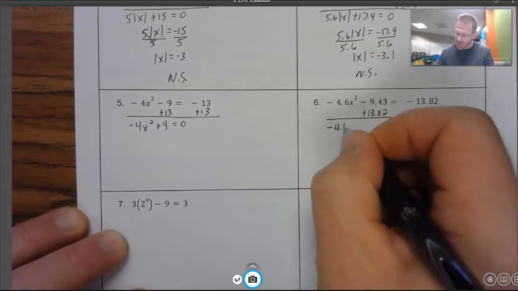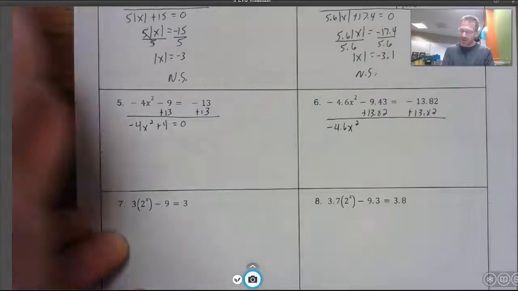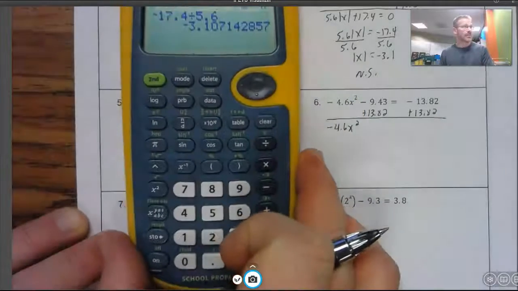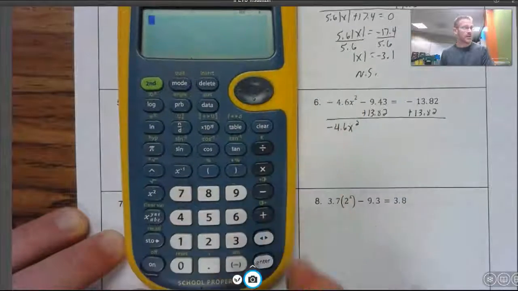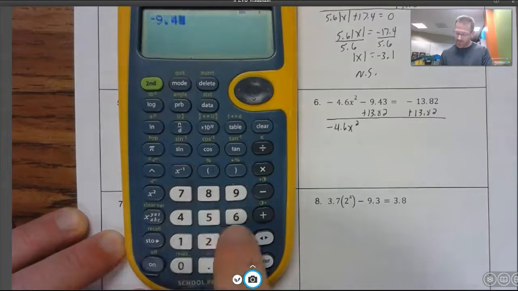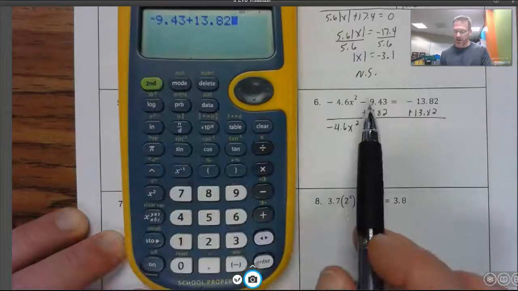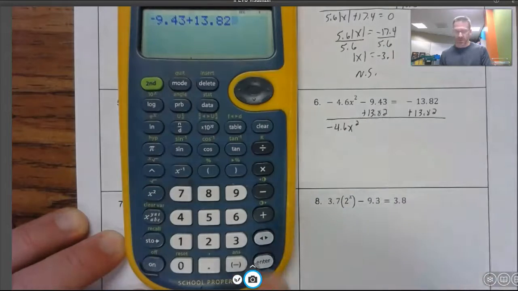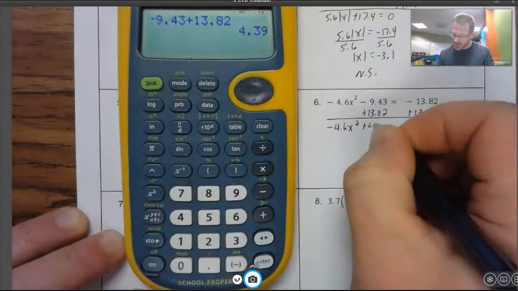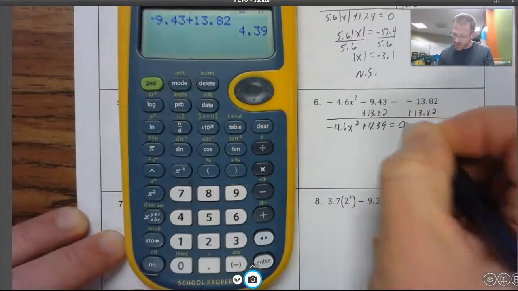So negative 4.6x squared. And then once again, using my calculator here. Let me clear that out. So negative 9.43 plus 13.82, right? And it should look exactly the same right here. And that would be positive 4.39 is equal to 0.